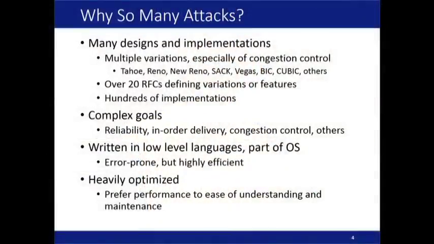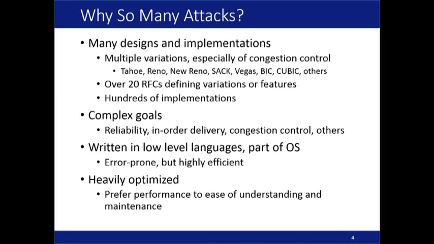And there are a number of reasons for that. The first of these is that there are many designs and variations, particularly for TCP, and especially its congestion control algorithms. There's just a number of different algorithms that have been proposed over the years. In fact, if you look at trying to implement TCP, you'll find that there are over 20 RFCs that define components, variations, or features of the protocol. And of course, this is beside the hundreds of implementations of these protocols that I mentioned a moment ago.